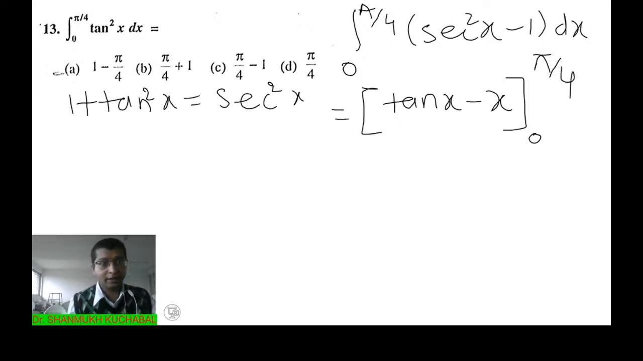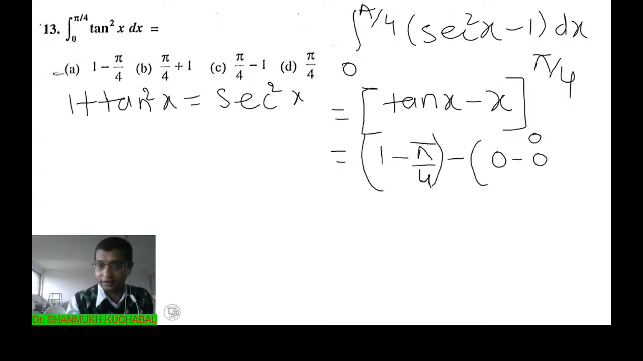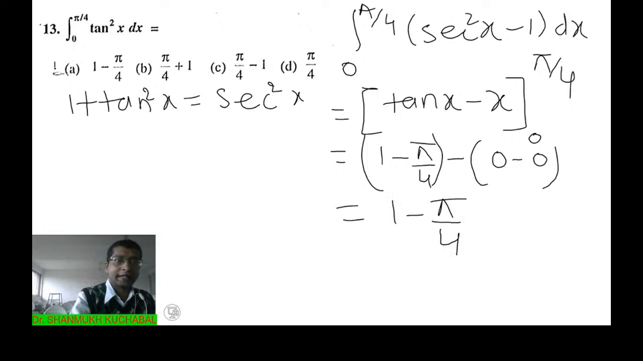So further, we take the value of x at the upper limit. It is tan pi by 4, which is 1, minus x equal to pi by 4, minus the lower limit, which is 0 minus 0. So it is 1 minus pi by 4. Therefore option A, 1 minus pi by 4, is the right answer.